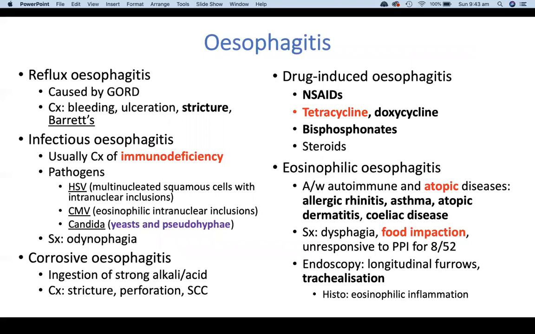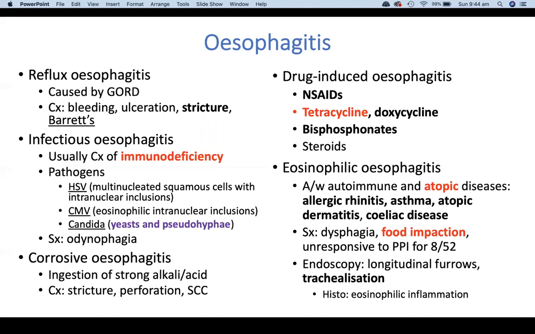And these are the three pathogens that you get: HSV, CMV, Candida. Just know that Candida gives you pseudohyphae, and the viruses will give you intranuclear inclusions. Corrosive isn't too important to know. Drug induced: I'm sure you've done the questions already, but tetracycline comes up a lot, but know the others still. Your NSAIDs, doxycycline, and bisphosphonates can also cause drug-induced esophagitis.